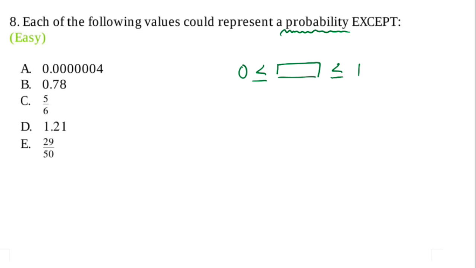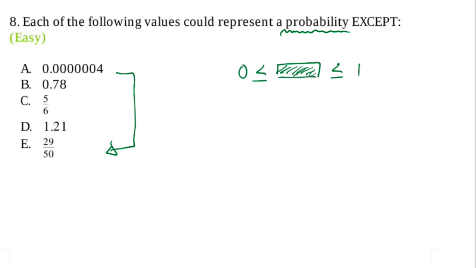So now all we have to do is run down the answer choices and see if the answer choices fit inside this box. Okay. Choice A is 0.000004. That's a very small value, but it indeed is greater than 0 and less than 1. So it passes the test. B, 0.78. That's between 0 and 1, so that also passed the test.